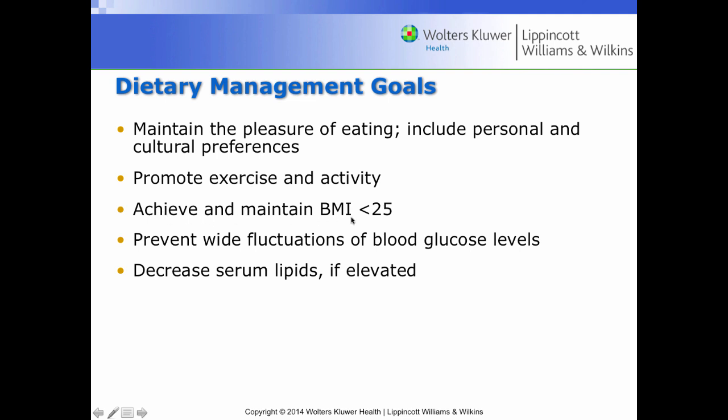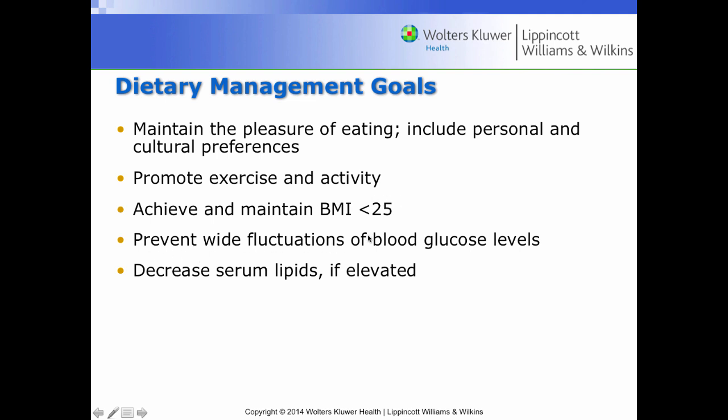Having a goal of a BMI of less than 25 is a pretty tall order for a lot of people, but the focus really should be on improving BMI, even incrementally, because every increment helps. So not so much an extreme focus on getting people's BMI super low, but just improving their BMI.